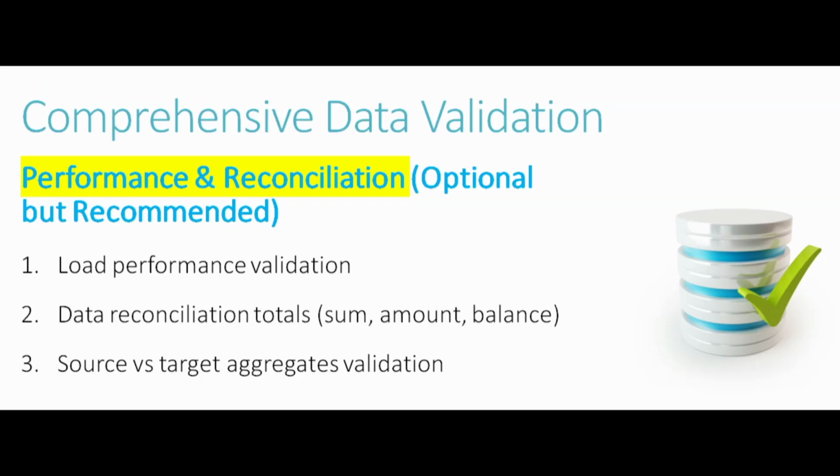Performance and reconciliation, optional but recommended. Load performance validation checks whether the job is running as per the ETA given by the client for a huge volume of data, millions of records. We also need to check that. Data reconciliation totals like sum, amount, balance and aggregation functions. Source versus target aggregate validation. Suppose source and target have huge data and a query takes a lot of time to fetch the data. In that case, we will go for aggregate validation. When we get to this, I will explain it in a separate video.